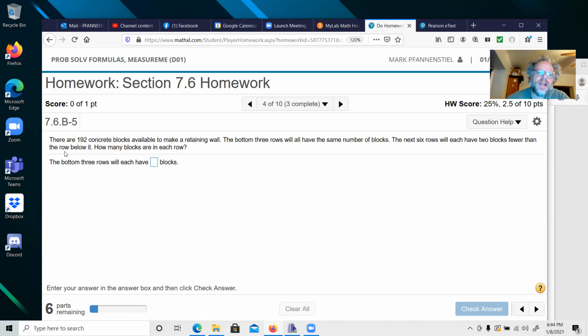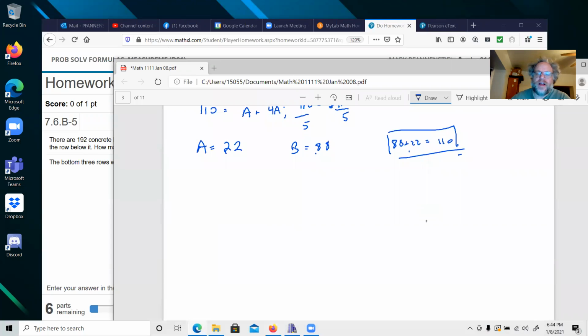So here we have 192 concrete blocks. We're going to make a retaining wall. The bottom 3 rows will all have the same number of blocks. The next 6 rows, so I guess we're going to have 9 rows here. The next 6 rows will each have 2 blocks fewer than the row below it. How many blocks are in each row? Okay, so let's figure this out. What it's saying is the first 3 rows.